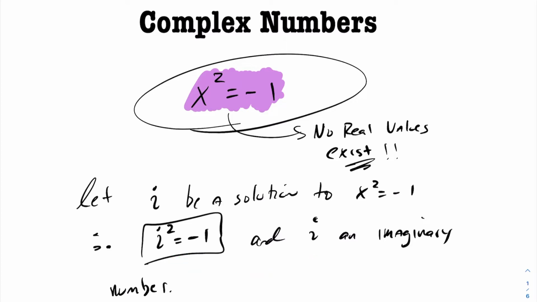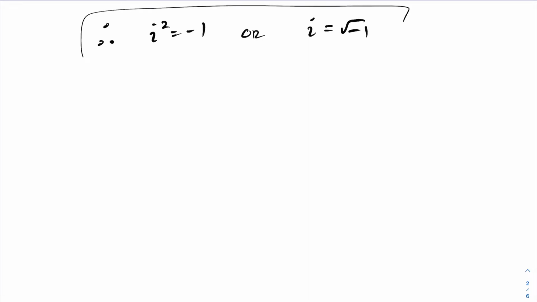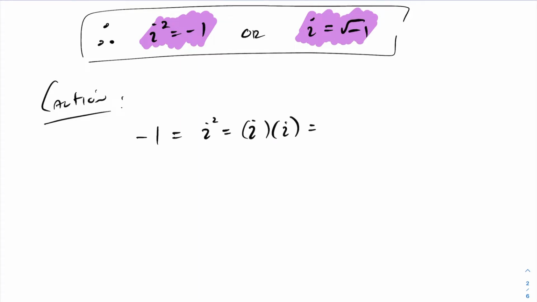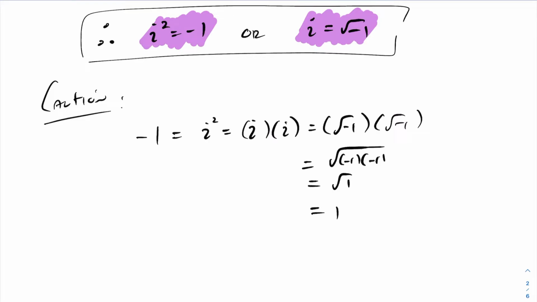From here, several results follow. The first thing we know is we have i squared equaling -1, or equivalently, i is equal to the root of -1. And these are both common ways of representing or discussing your complex numbers. One thing to watch out for here is we know -1 is equal to i squared, which is going to equal i times i, which is equal to the root of -1 times the root of -1, which is the root of -1 times -1, which is the root of 1, which is 1.